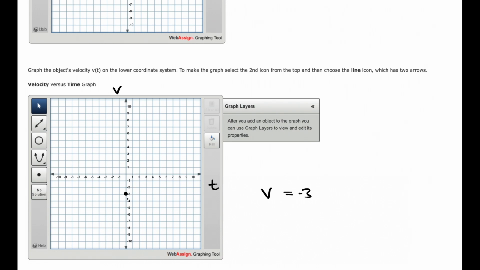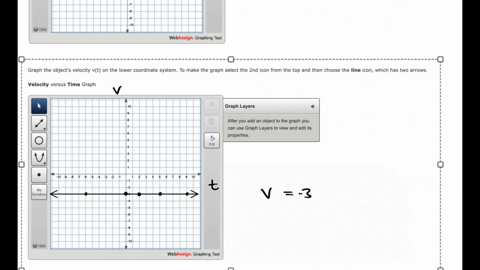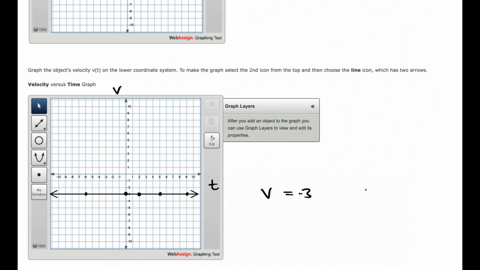So it's -3 at the start of the clock, it's -3 after a couple seconds, and it's -3 after that. It's always -3. So the type of graph we expect to see would be a horizontal line. So you just want to connect those points like this. And that's it for our velocity graph.